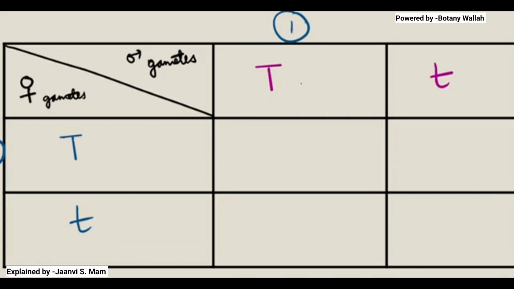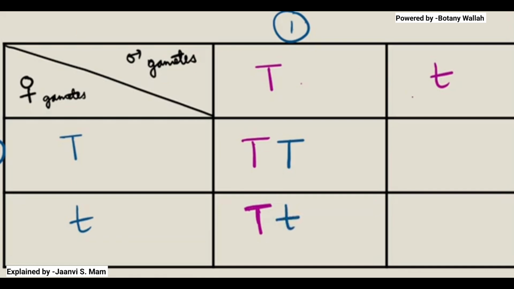Which gamete will you take? Take this gamete and fuse it with this gamete. So what will it be? Capital T fuses with capital T. Pink color capital T came from the male gamete and blue color capital T came from the female gamete. Let's move further. Here also again write capital T which came from the male gamete, and small t from the female gamete.